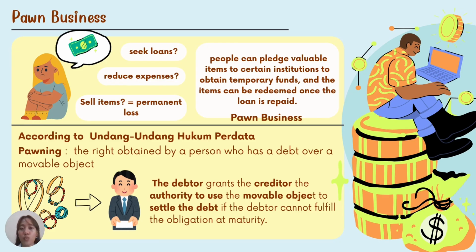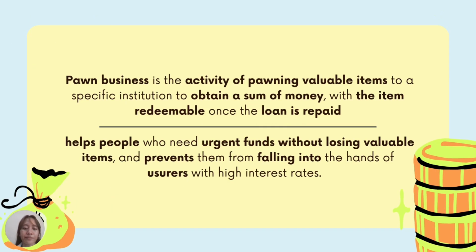So this is what is called pawn business. According to Undang-Undang Hukum Perdata, pawning is the right obtained by a person who has a debt over a movable object. The movable object is handed over to the creditor by the debtor or by another person on behalf of the debtor. So the debtor grants the creditor the authority to use the movable object to settle the debt if the debtor cannot fulfill the obligations at maturity.